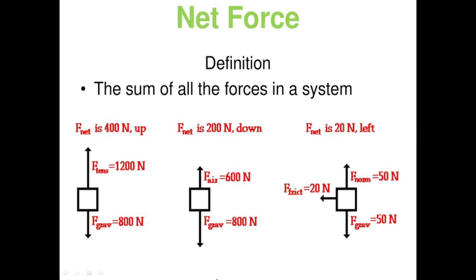Now look at these three examples given here. The sum of all the forces in a system. Look at the first picture shown here. Upward force is 1200 Newton. Downward force is 800 Newton. The resultant or the net force is 400 Newton up.